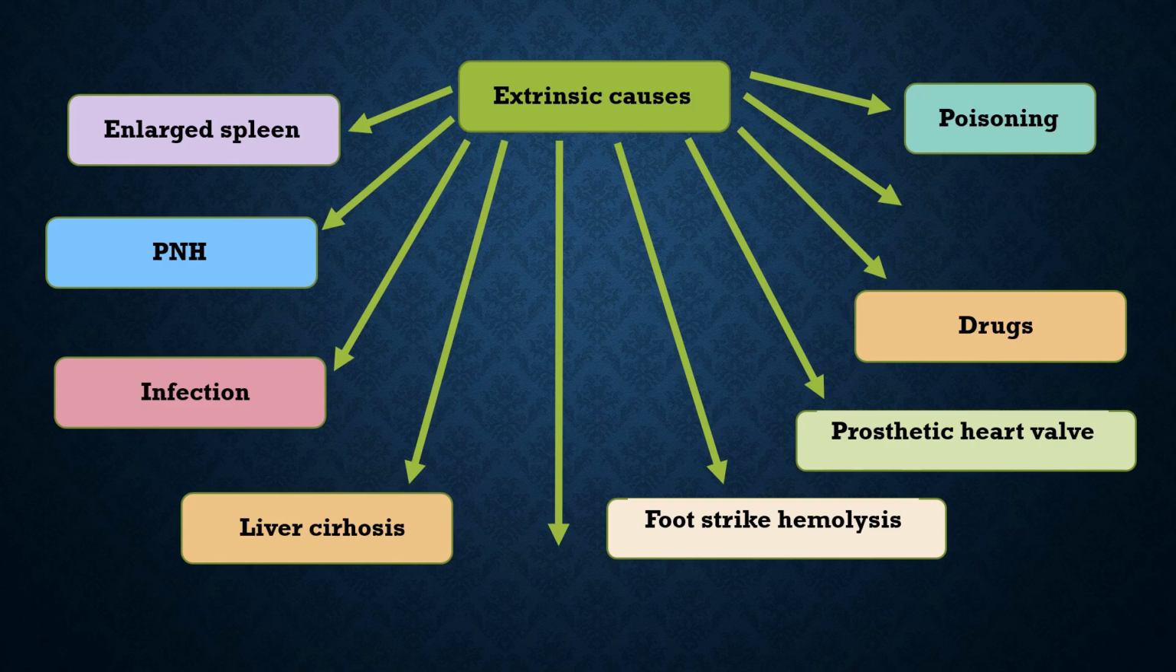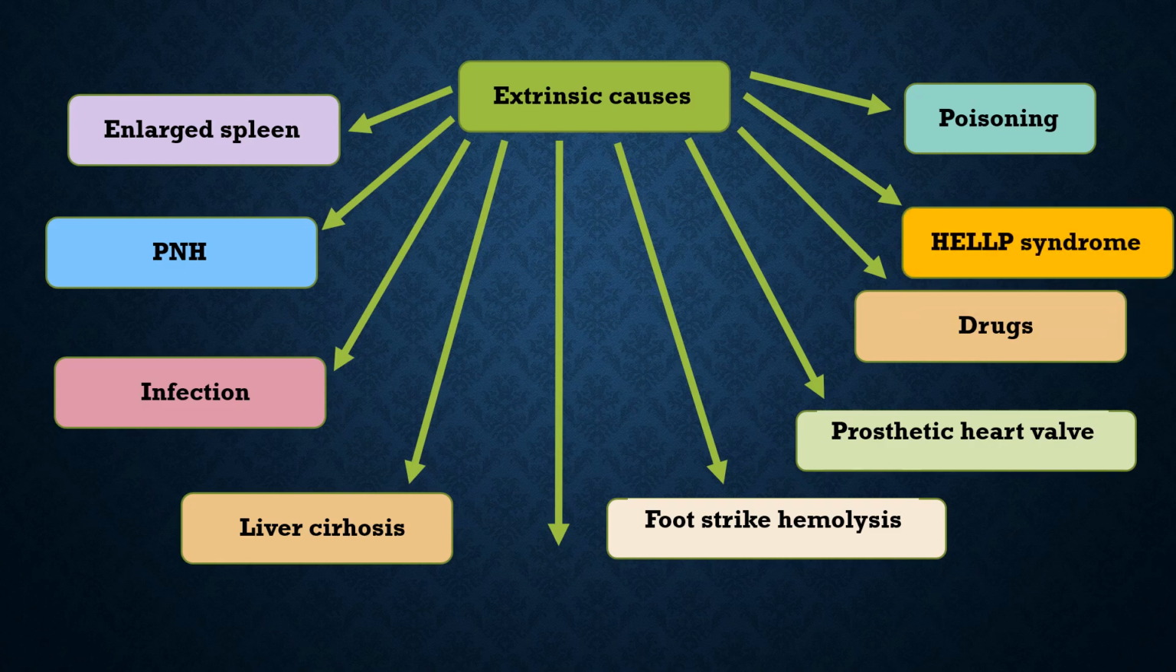Drugs. In some cases, hemolytic anemia occurs due to certain medications. So, which are those medications? They include quinidine, Q-U-I-N-I-D-I-N-E, quinidine, then rifadin, R-I-F-A-D-I-N, rifadin, then interferon alpha, I-N-T-E-R-P-H-E-R-O-N, interferon alpha, thorazine, T-H-O-R-A-Z-I-N-E, etc. So these are the drugs which cause hemolytic anemia as their side effects.